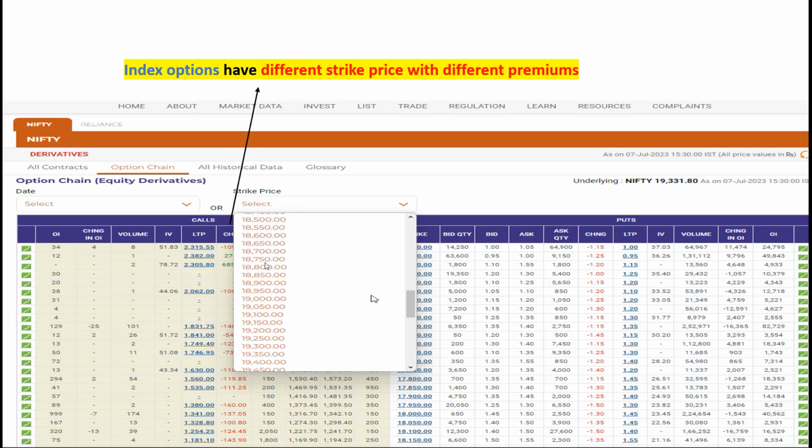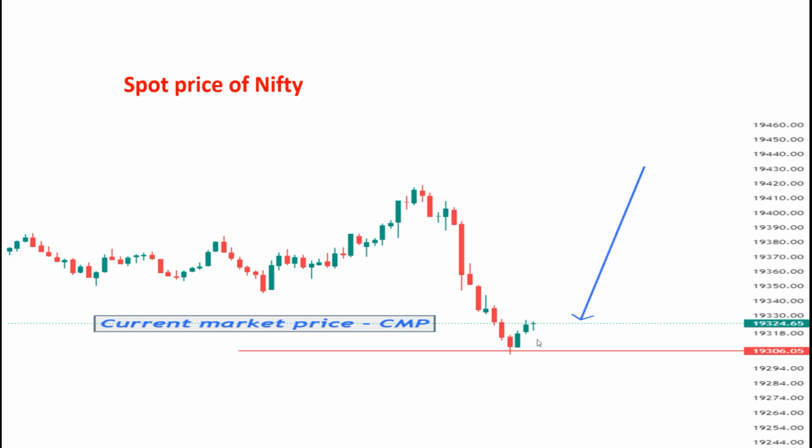So how is the strike price calculated? It is based on the spot price. This is the spot price of Nifty, that is 19,300. Here I have mentioned this is the spot price of Nifty. Based on that, we can select the strike price. The strike prices will be ITM, ATM and OTM.